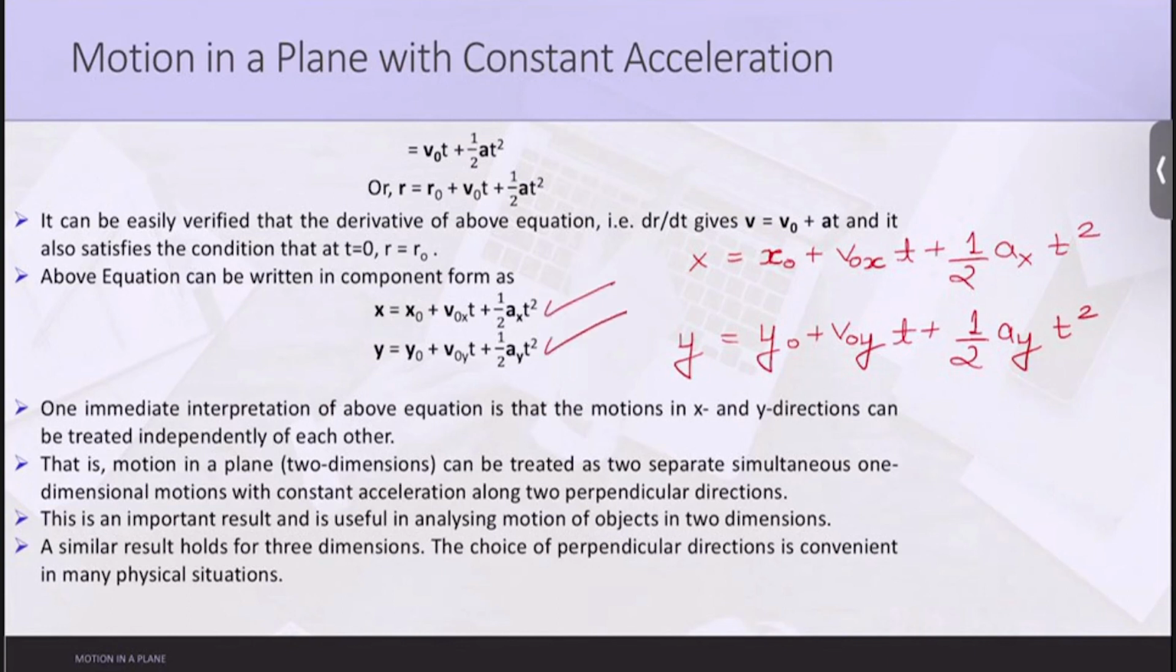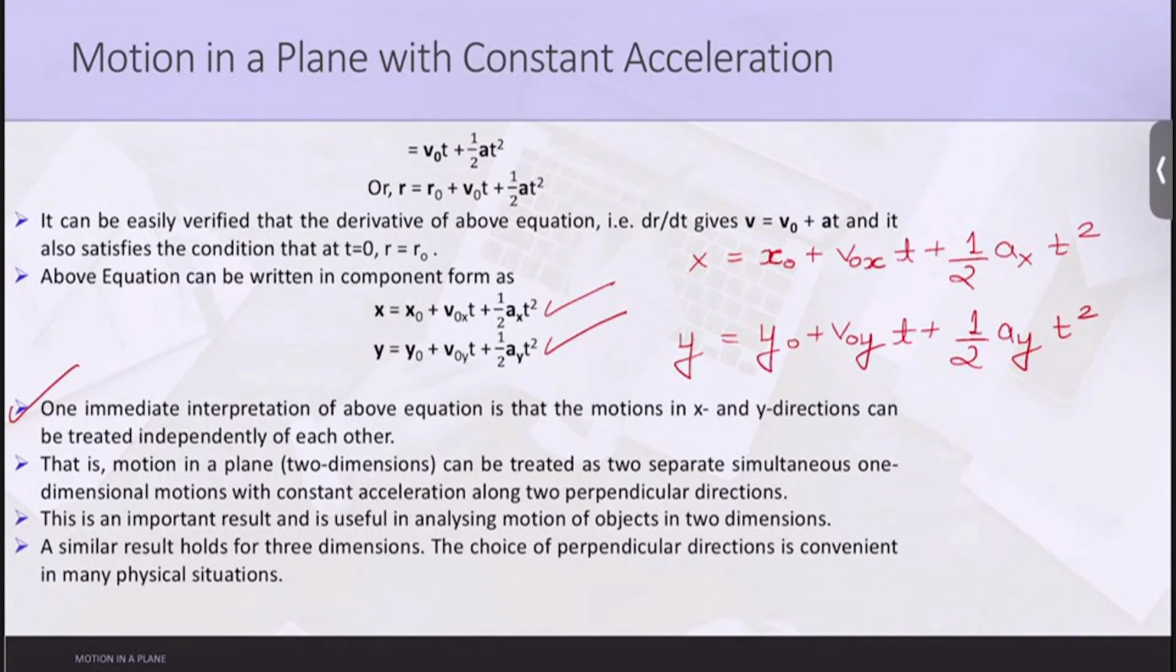So this is also explained, how we can write this in component form. One immediate interpretation of the above equation is that the motions in the x and y directions can be treated independently of each other. This is a very important line because it is the basic crux of understanding projectile motion, which is the end of this chapter.